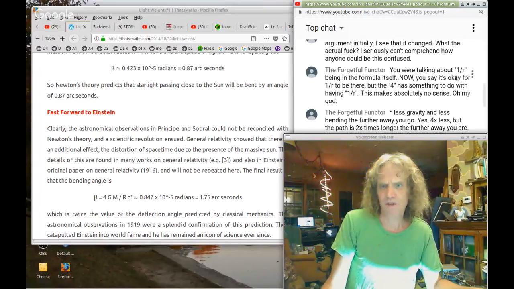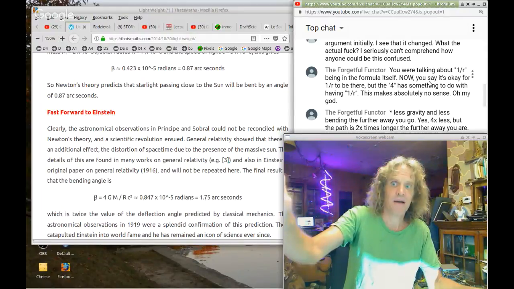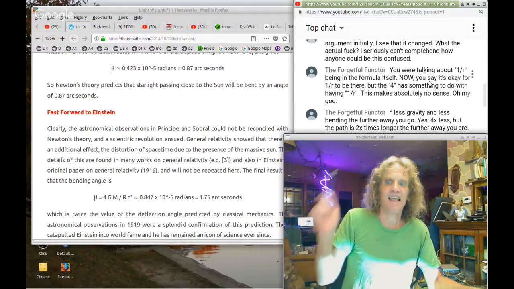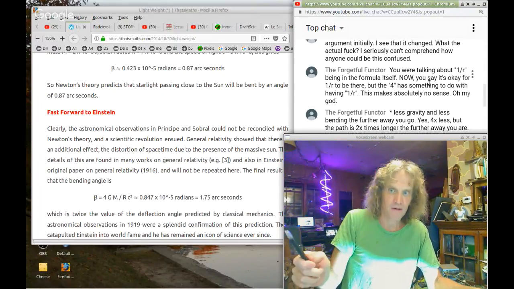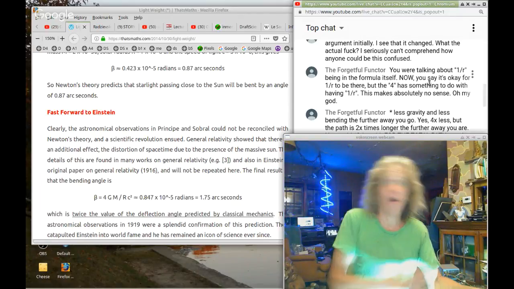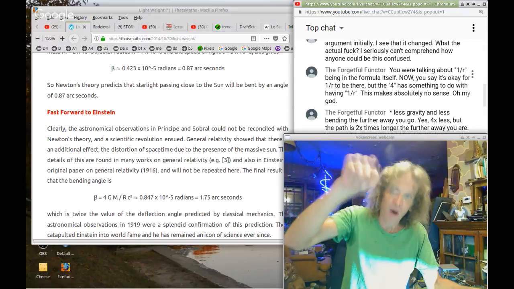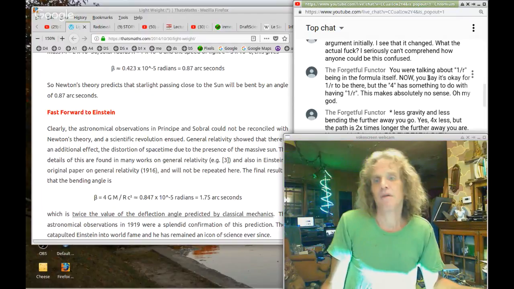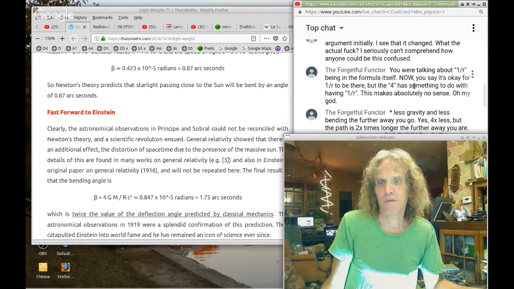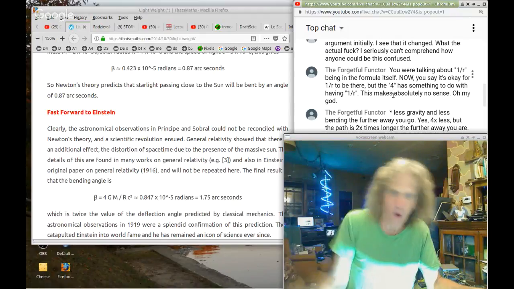You are talking about the 1 over r. I'm not talking about any of this r crap. That's your crap. I'm talking about the fact that it equates to removing the r squared. Putting a 4 instead of a 2 only for photons is the same as just eliminating the square on the r in the other equation. It's exactly comparable. All right. Being in the formula itself. Now you say it's okay for 1 over r to be there. There's no 1 over r, so I don't even know what you keep talking about. The 4 is the number.